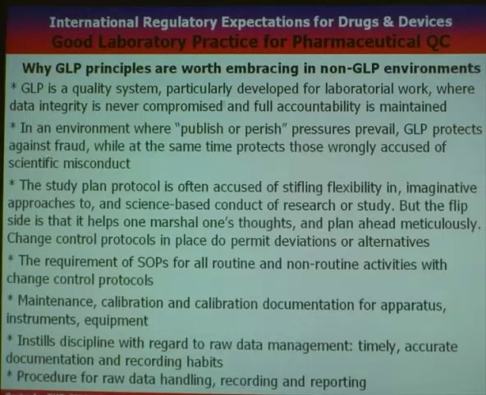The study plan or protocol is often accused of stifling flexibility in imaginative approaches to, and science-based conduct of, research or study. But the flip side of that is, it helps one marshal one's thoughts and plan ahead meticulously. Change control protocols in place do permit deviations or alternatives. Now, what does this mean?